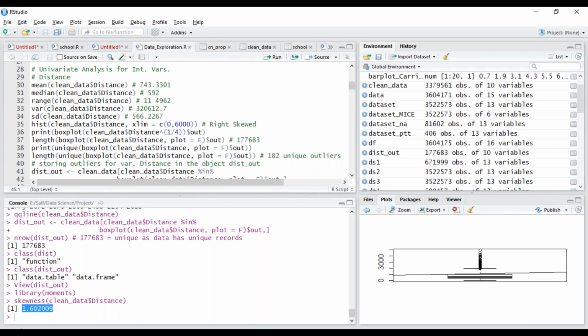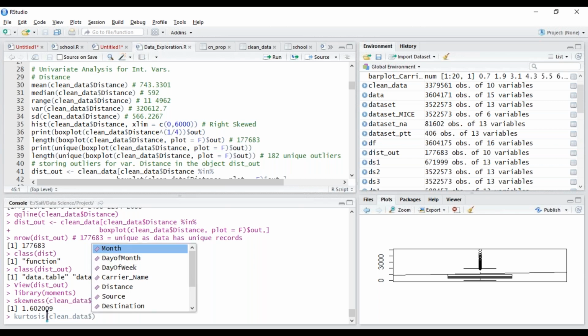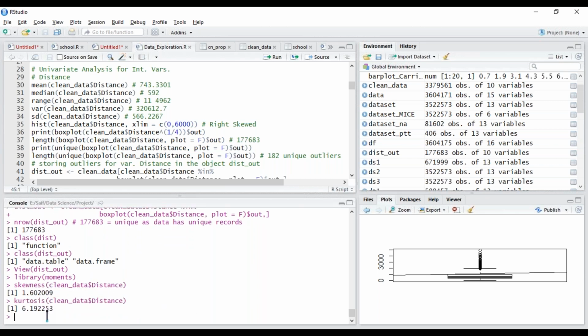By looking at this value itself, you need to say upfront whether it is right skewed or left skewed, whether the tail is long, or whether it is moderately right skewed or very slightly right skewed. There are thumb rules for skewness as well. You can explore what the range is for moderate skewness, extreme skewness, and zero skewness. You can also use the kurtosis function on clean_data$distance. You can see the value is 6.19.